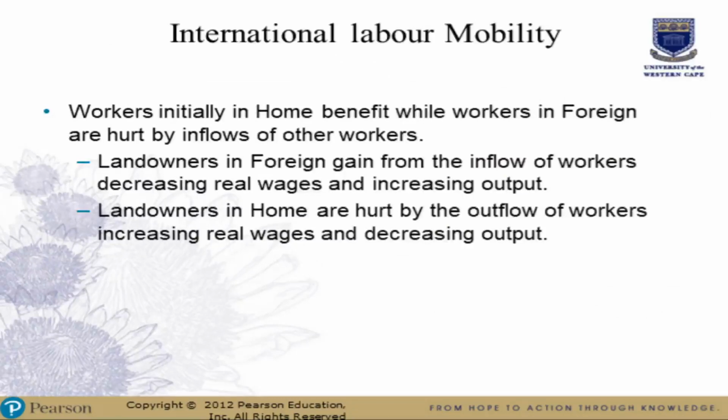1. There is convergence in real wage between countries. 2. Workers initially in home benefit while workers in foreign are hurt by the inflow of workers. 3. Landowners in the home country are hurt by the outflow of workers, as there will be an increase in wage whilst output is falling. 4. Landowners in the foreign country gain from the inflow of workers, as they experience a decrease in the real wage and an increase in output. Therefore, the mobility of labor, although it benefits some people, tends to hurt others.